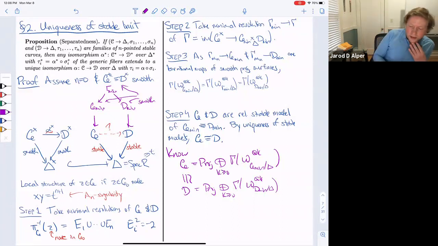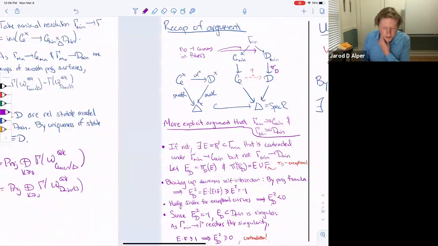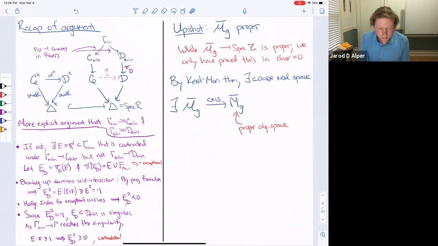Let me just explain, because this is also the argument that works for separatedness in higher dimensions, for moduli varieties in higher dimensions. But in the case of surfaces, one can make this argument even more explicit. I'm not going to go through the full details here, but let me just recap this argument.